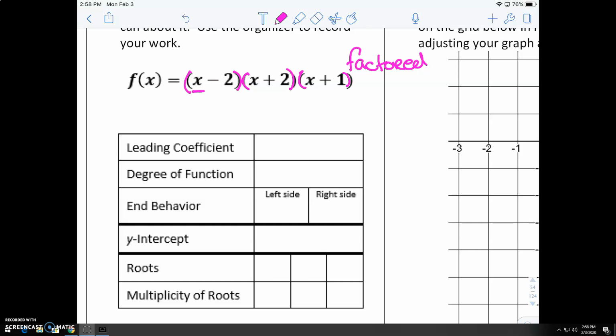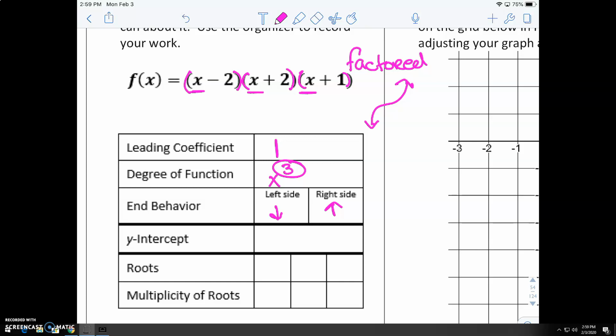I know that the degree of my function is x to the third. It's a third because there's 1, 2, 3 x's. I know that the leading coefficient is 1 because there's no numbers in front of those x's to multiply. Okay, I'm looking at a third graph, and a third graph starts from the bottom and goes from down to up.